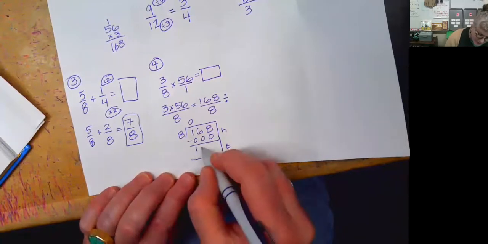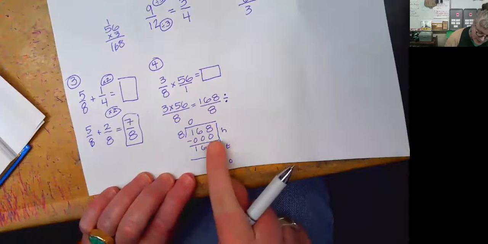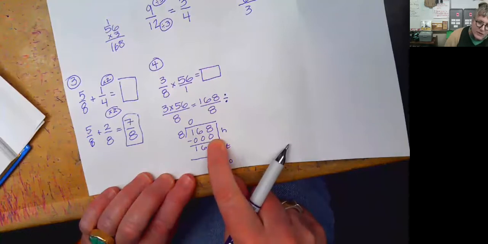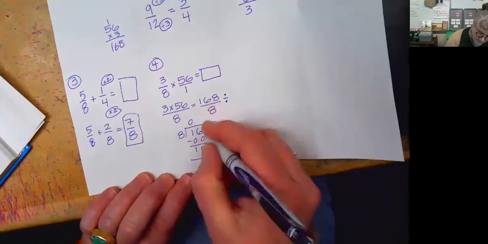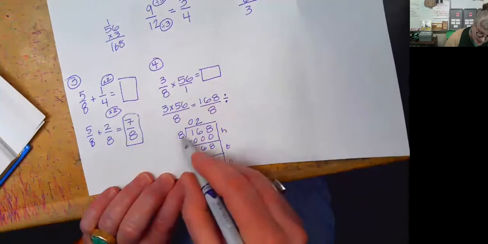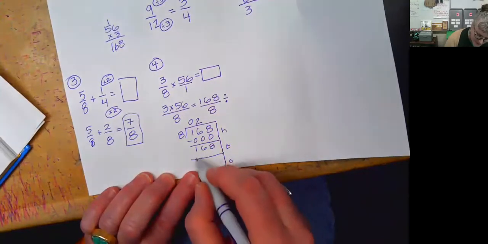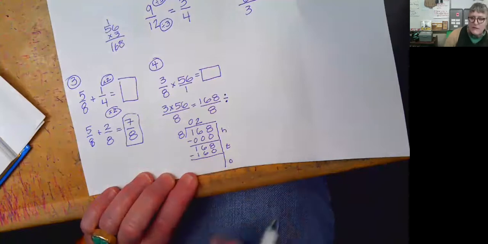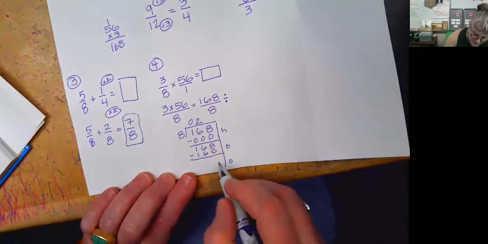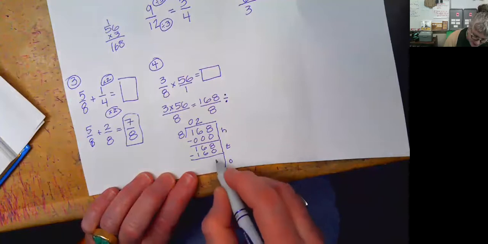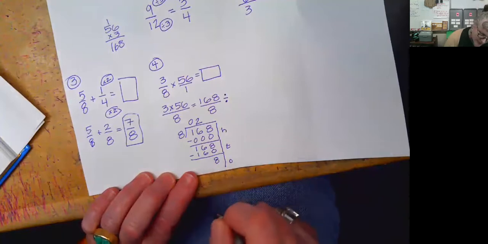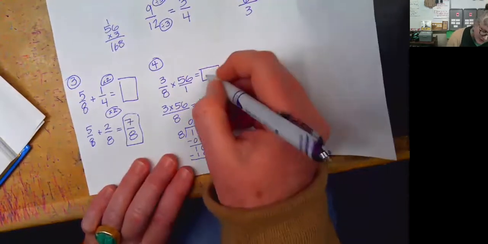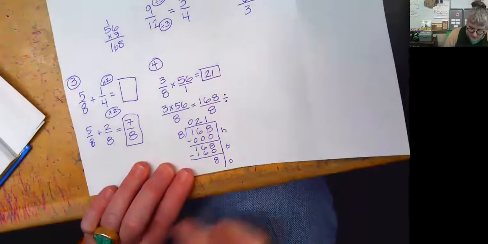I subtract and I get 168. Now I'm looking at the tens place. So how many times will 8 go into 16? Twice. And 8 times 2 is 16. But because it's in the tens place, it's 160. Then I'm going to bring down the 8. I'm subtracting, and 8 will go into 8 one time. So I know that my answer is going to be 21 because I have no remainder.